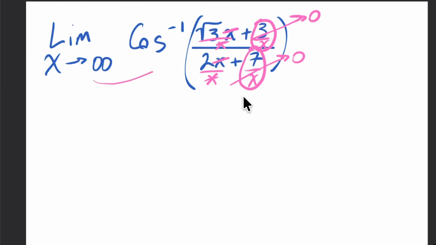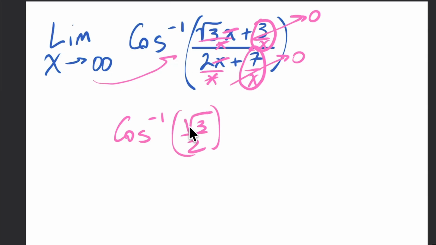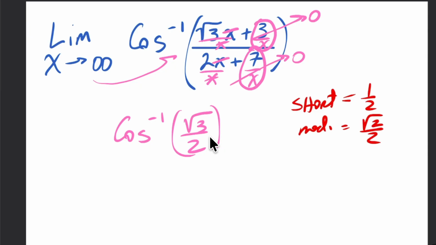So the fact that this limit does exist, we can bring the limit inside and now do the inverse cosine of the square root of 3 over 2. So the square root of 3 over 2, I recognize that as quote-unquote long. Recall the way I do these is I use short equals 1/2, medium equals square root of 2 over 2, and long equals square root of 3 over 2.